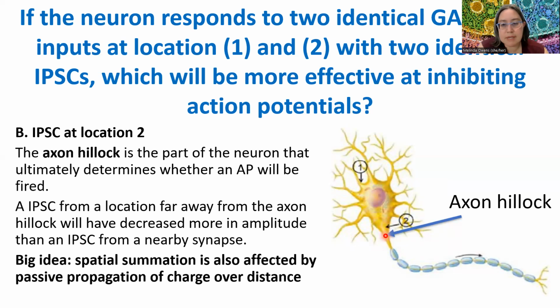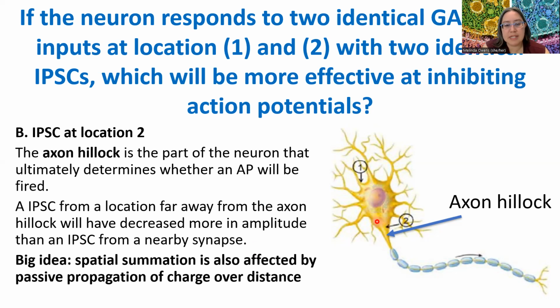And so what that means is that this number 2 will have more influence on the overall voltage at the axon hillock. If we're talking IPSPs, this one is going to be exerting more influence because it's closer. That inhibitory voltage change will not die out, and so it will be more effective at inhibiting an action potential.